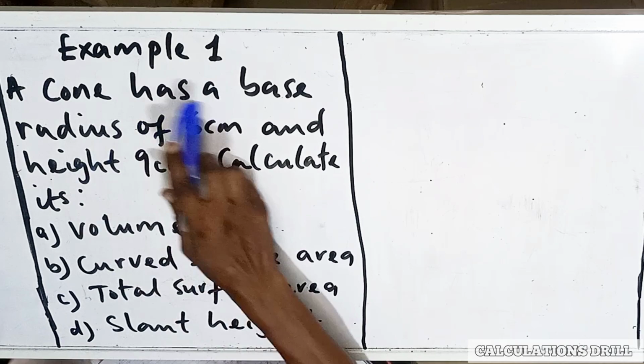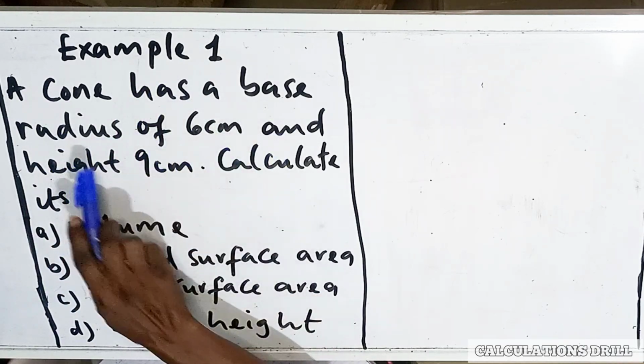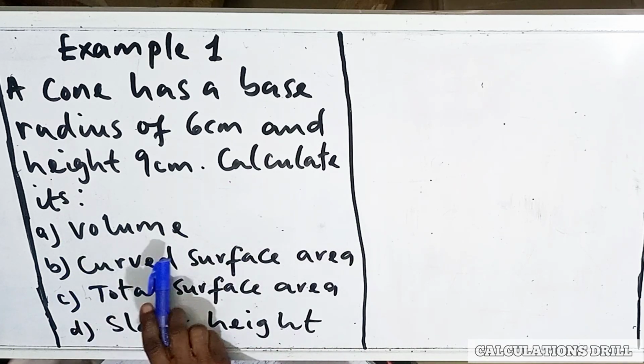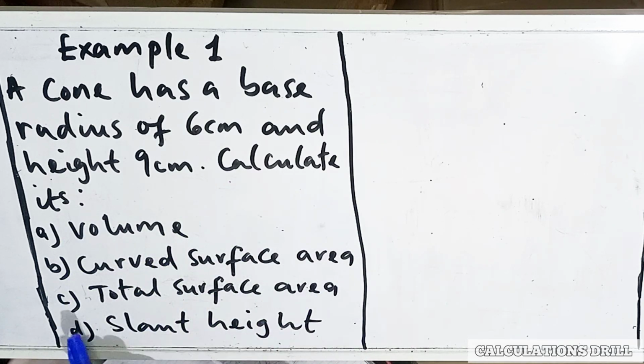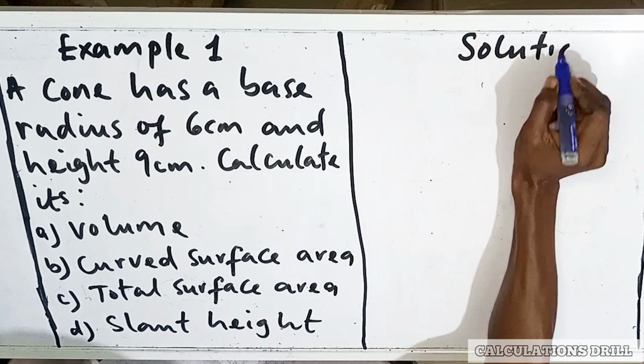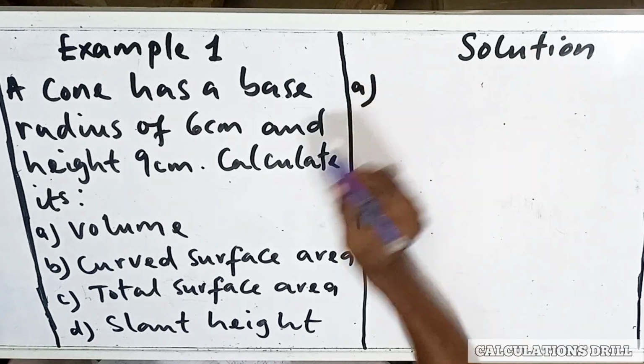Now let's see some examples. As you can see, we're given a question there and we are asked to calculate the volume, the curved surface area, total surface area, and slant edge. Now let's see the solution there. We are starting with the volume.